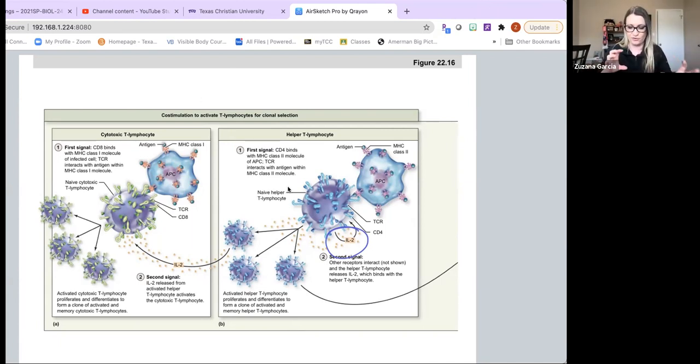So it's not like you first have the helper T lymphocyte detect that antigen, and then you have the cytotoxic. They're all in the area together, right? But it's the interleukin from the helper T lymphocyte that is needed for proliferation, the reproduction, of these cells. So that's our T lymphocytes.